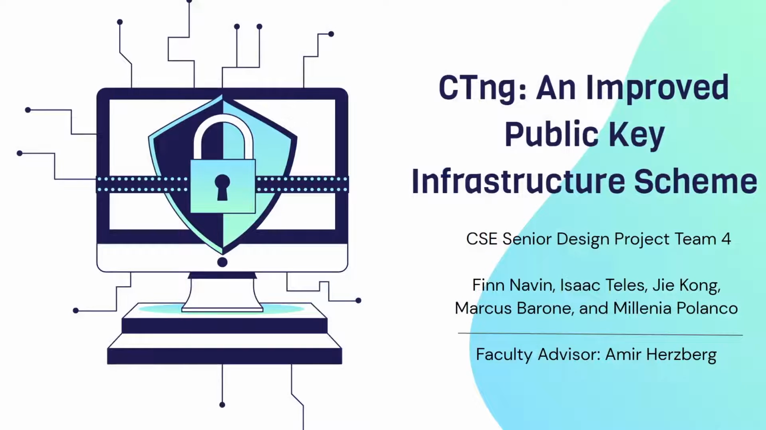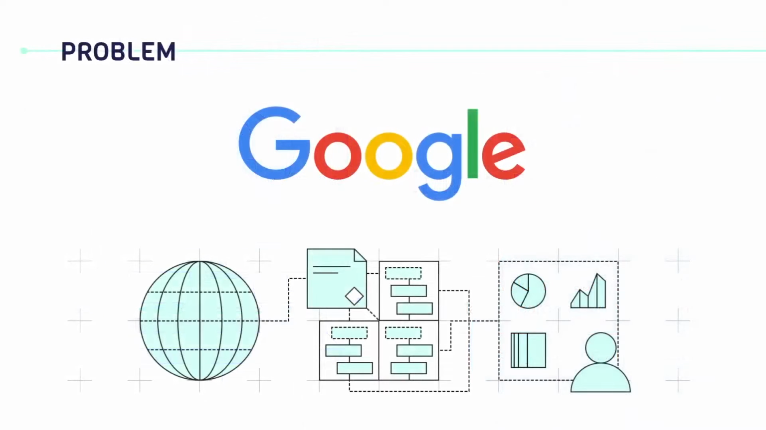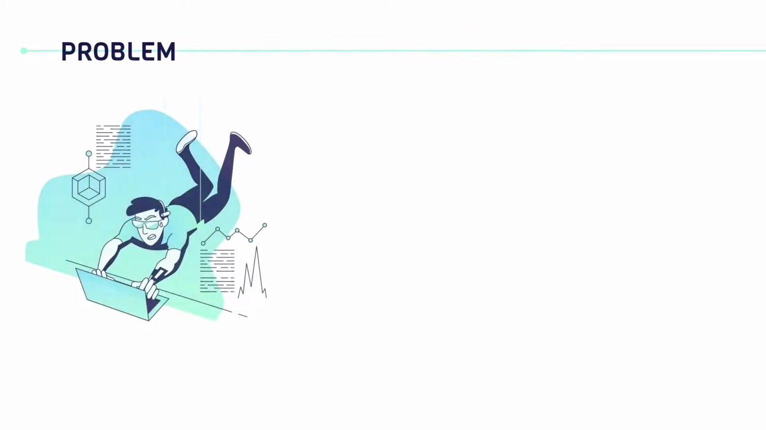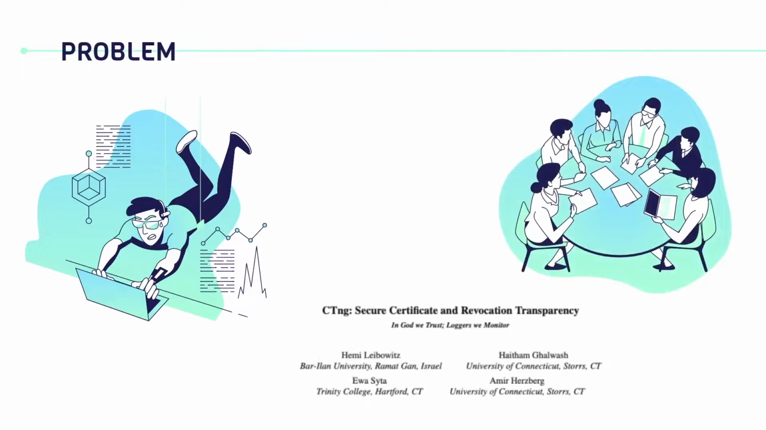Hello, I'm Marcus from SDP Team 4, and we're going to talk about our implementation of CTNG, an improved public key infrastructure scheme. Certificate transparency, or CT, is the backbone of modern web security, but comes with a variety of problems. CT Next Generation is a proposal by Hertzberg et al. outlined in CTNG, Secure Certificate and Revocation Transparency.